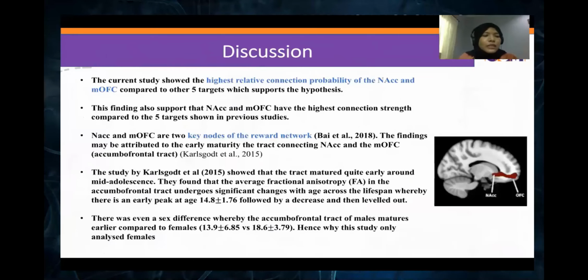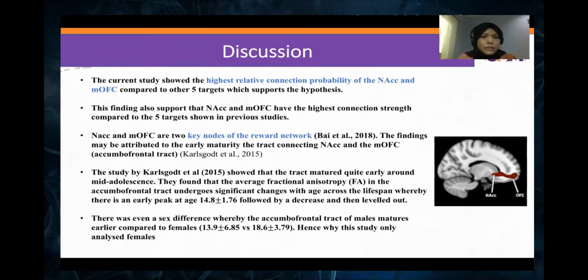So the discussion is basically that the current study showed the highest connectivity of the NACC and MOFC compared to other targets, which supports the hypothesis. This finding supports that NACC and MOFC have the highest connection strength compared to the 5 targets. NACC and MOFC are 2 key nodes of the reward network. The tract connecting NACC and MOFC was even distinctively characterized by Casco et al. as the accumbofrontal tract.